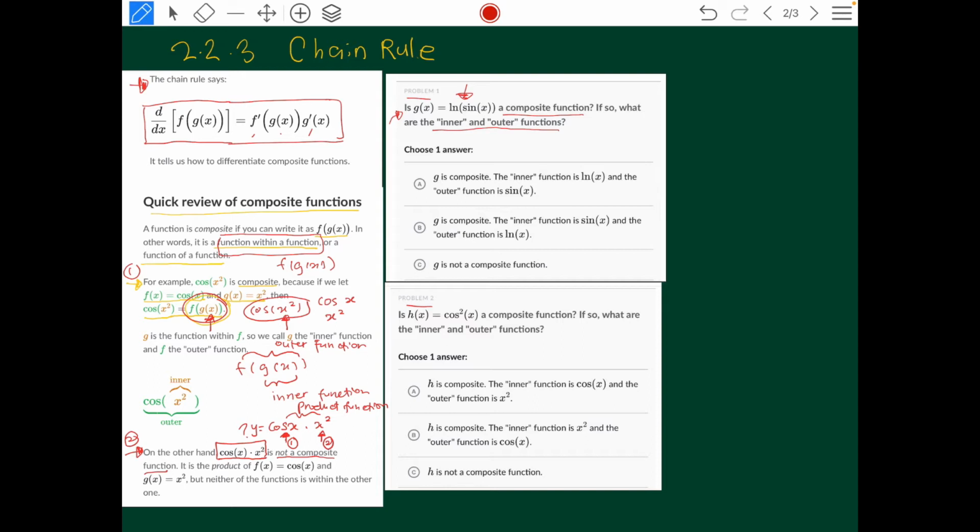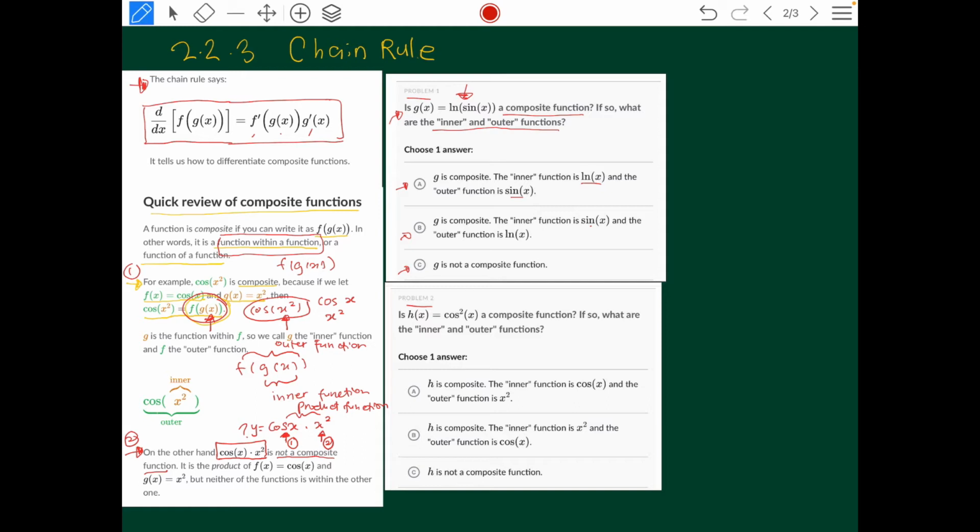You need to choose one answer. Option A: g is composite, the inner function is ln x and the outer function is sin x. Option B: g is composite, the inner function is sin x and the outer function is ln x. Option C: g is not a composite function. In your opinion, which one is the correct answer? Is it option A, B, or C?